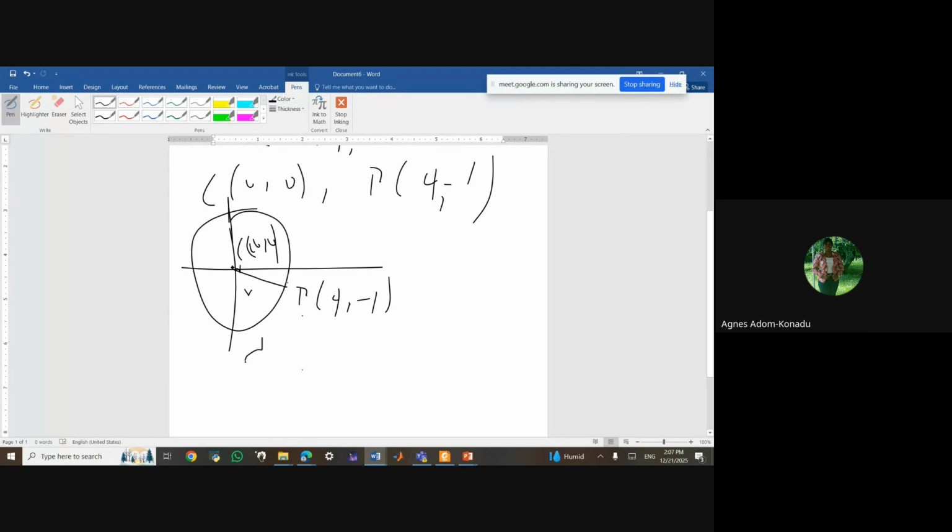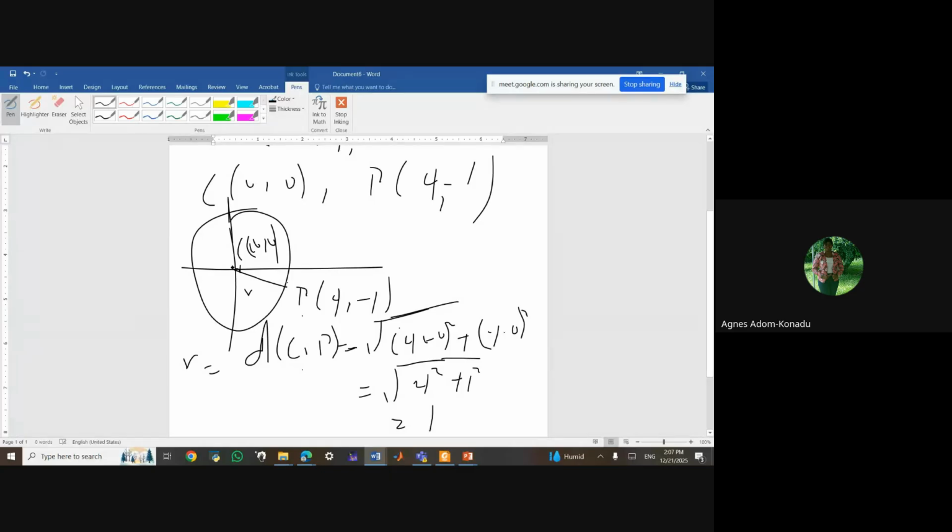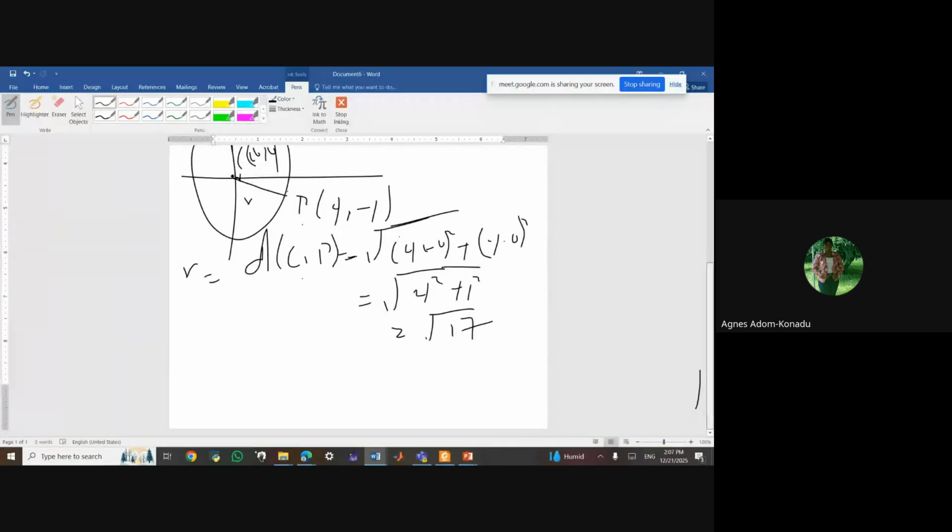So CP, the distance CP, which is the same as r, will give me the square root of 4 minus 0 squared plus minus 1 squared, which is equal to the square root of 4 squared plus 1 squared, which is root 17.